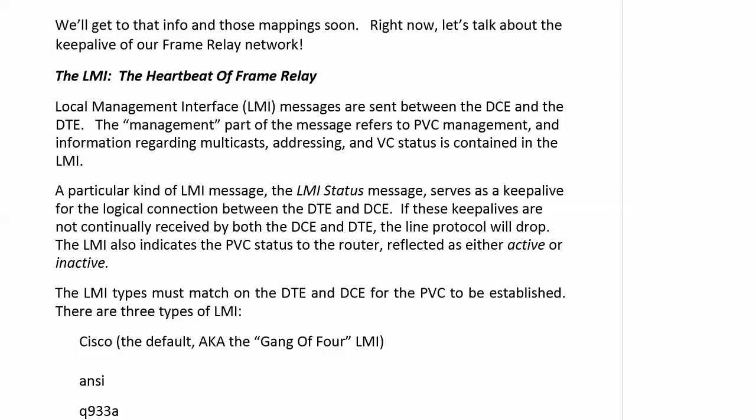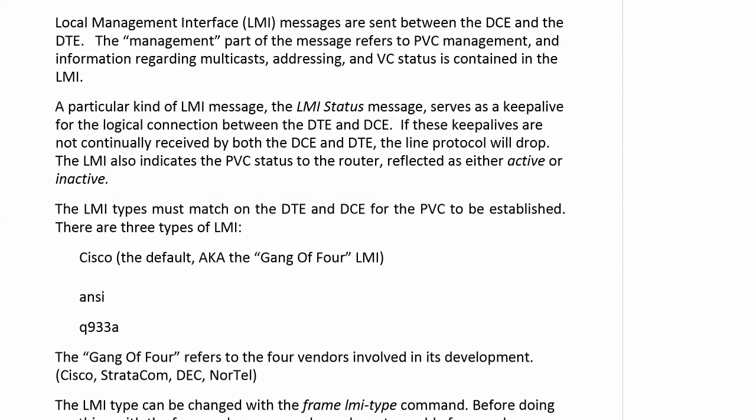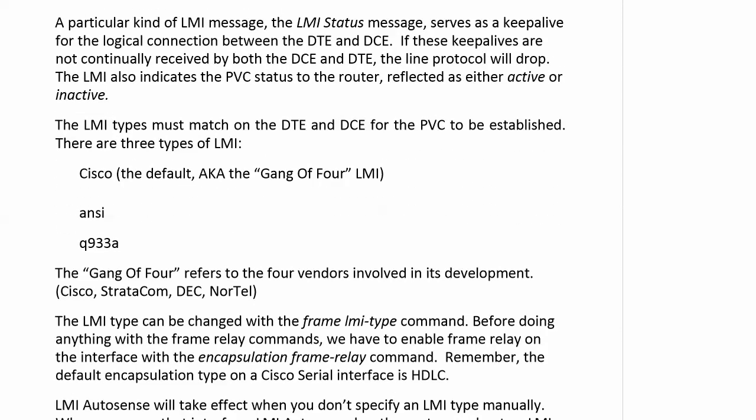And there are 3 types of LMI. Cisco, which is the default and occasionally referred to as the Gang of 4 LMI, sounds a little threatening, but it's really not. We have ANSI and we have Q933A. The Gang of 4 term simply refers to the 4 vendors that were involved in its development. It was actually Cisco, StrataCom, DEC, and Nortel.